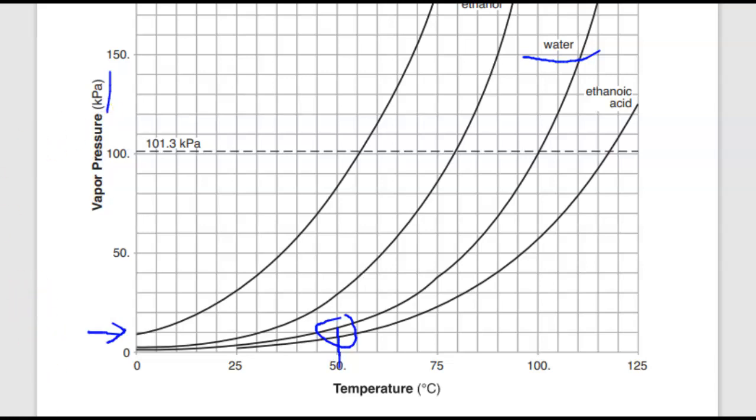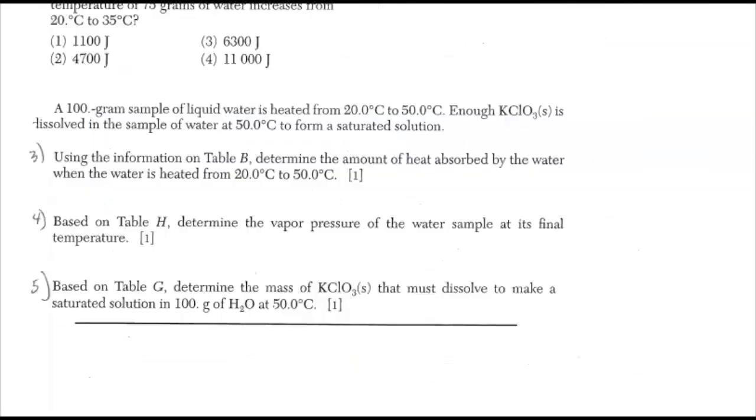At 50 degrees Celsius, 12 kPa for the vapor pressure. Somebody else says 11. I'm sure you would get credit either way, because when things are not crossing the line perfectly, we get a range when we do the answer keys. That then is our answer for 4, 12 kPa.